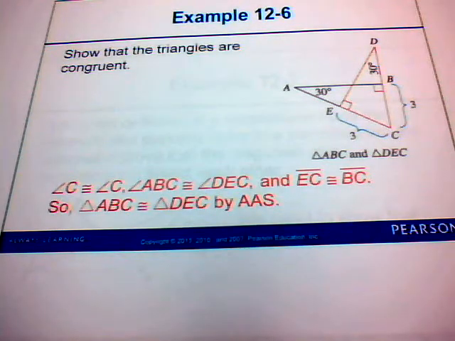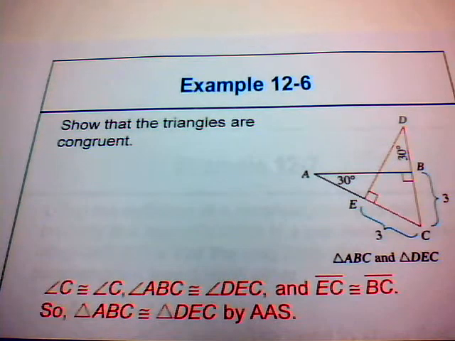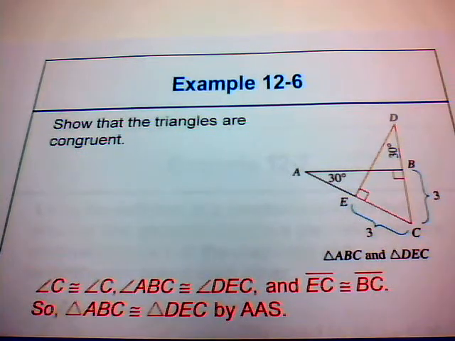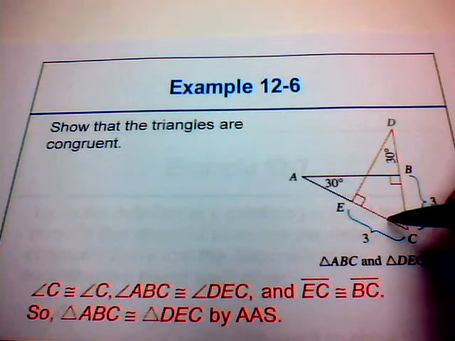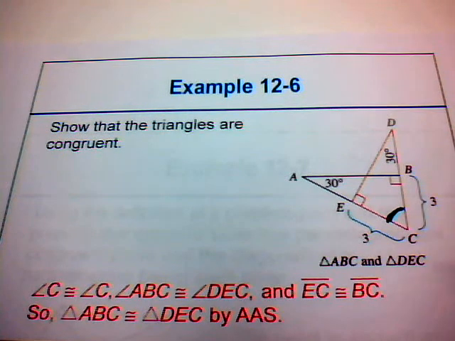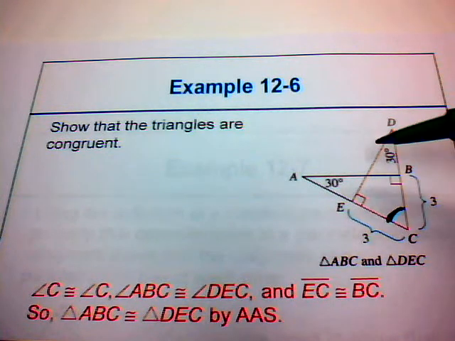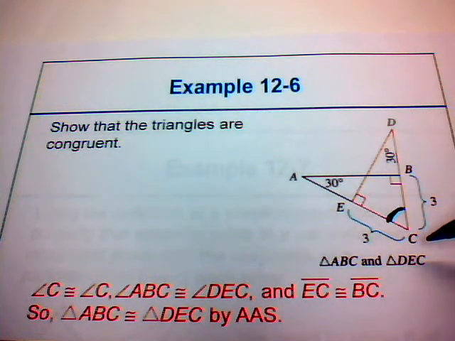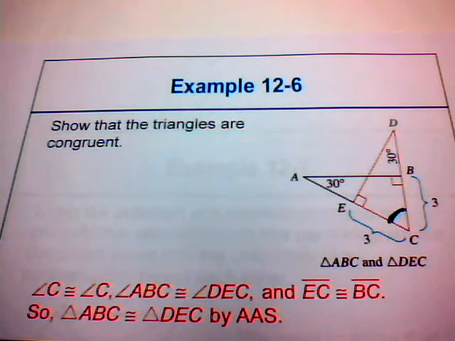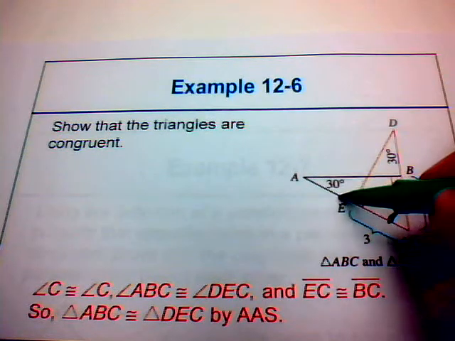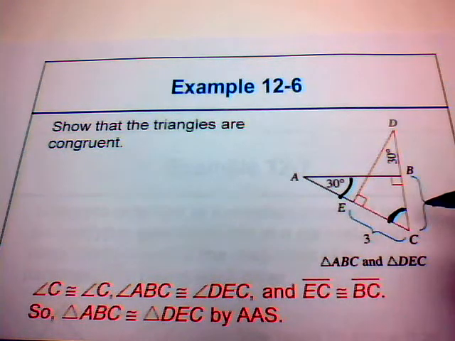Okay, here's another example. This time we want to show that the triangles are congruent. Now this may be hard to see, but if you look at angle C, this is the common angle in, let's say, triangle ABC and triangle DEC. That's the common angle in both of these. So I can say that angle C is congruent to angle C. And then look at this angle, that's 30 degrees.